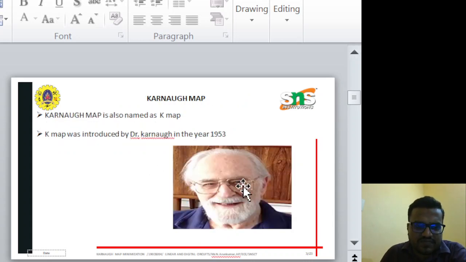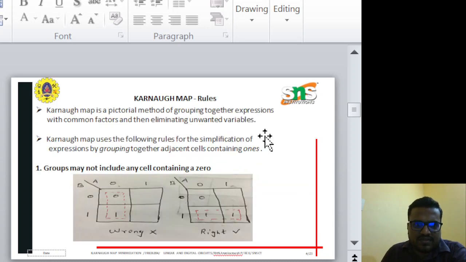Dr. Karnaugh invented the Karnaugh map in the year 1953. Based on the cells, they form all the values. So the first one is the Karnaugh map rules. Initially, they form the Karnaugh map like this.